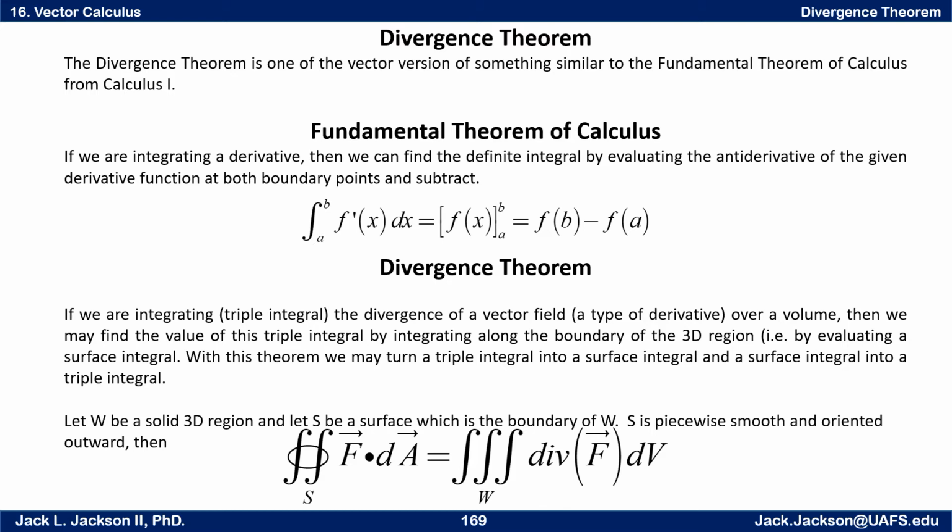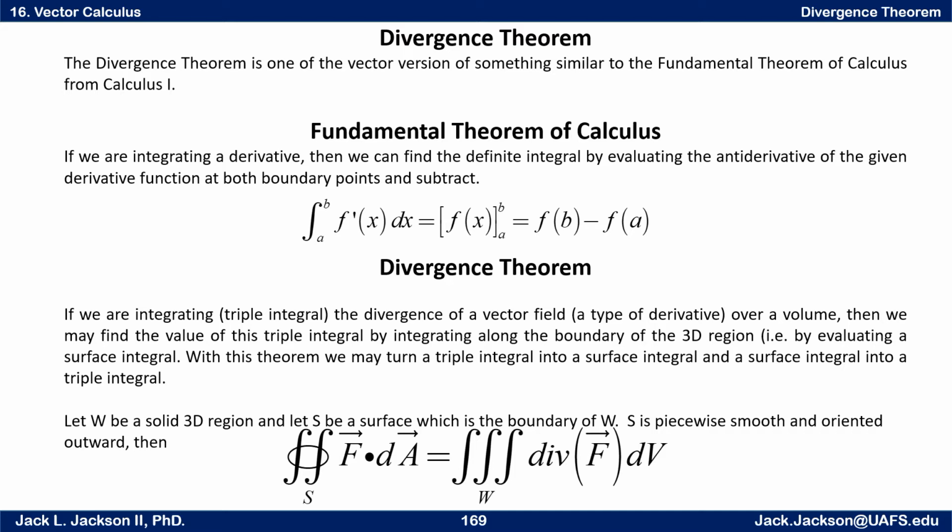The fundamental theorem of calculus says if we're integrating a derivative, then we can find a definite integral by evaluating the antiderivative of the given derivative function at both boundary points and subtract. So the definite integral from a to b of f prime of x dx is just f of x evaluated from a to b, that is f of b minus f of a.